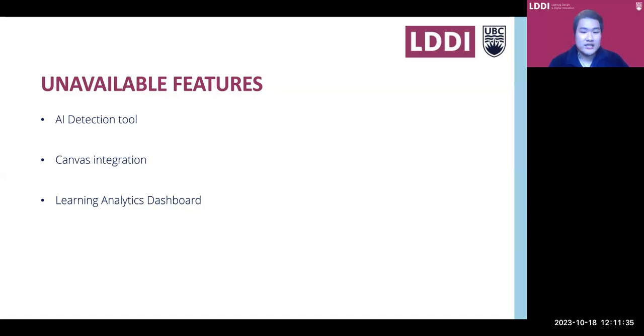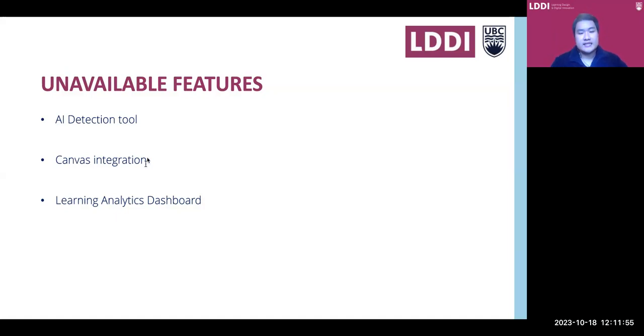Another unavailable feature here is the integration with Canvas. So if you've worked at other institutions, you may have had Turnitin integrated into Canvas. Here at UBC, it is not. So what that does mean is that students will have to make their own accounts, and any grading or any comments you make on Turnitin will all have to be transferred over into Canvas and in your gradebook if you so choose.